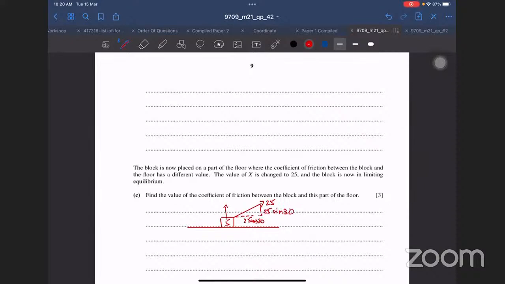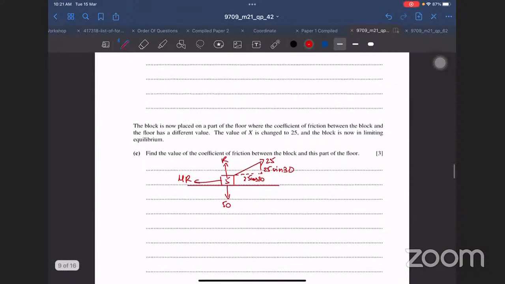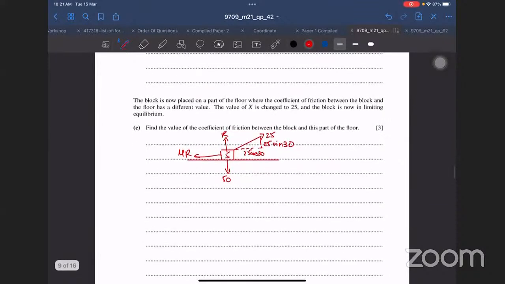I have R. There's mu into R, and mu is the value that I want to find. And then there's gravity. And this time there's equilibrium. So I'm going to say that R plus 25 sin 30 should equal 50. This becomes 12.5, so R is 37.5.